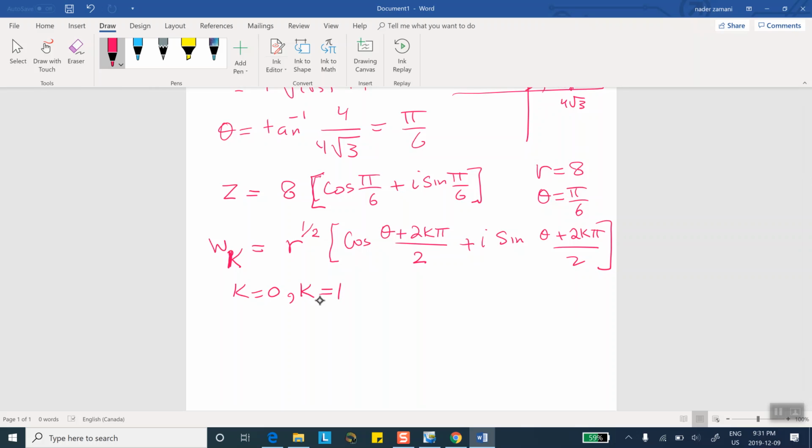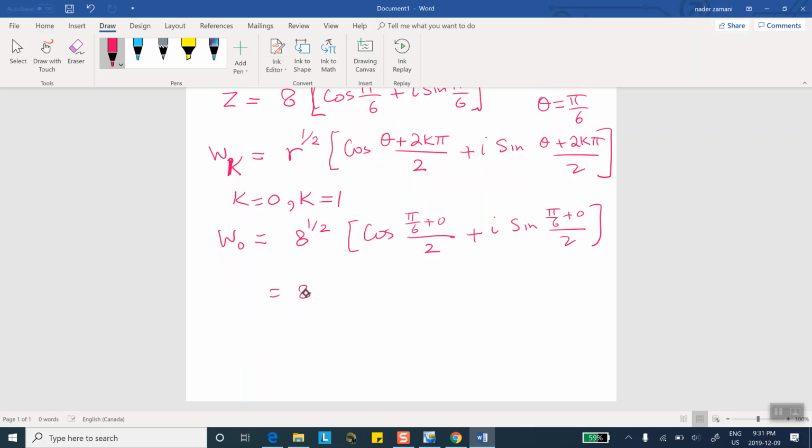0 and 1. Okay? So the first root of this complex number is R to the 1/2, which is 8 to the 1/2, cosine of, if k is 0, what do you get? Pi over 6 plus 0 over 2 plus I sine of pi over 6 plus 0 over 2. So this one is going to be 8 to the 1/2, which is root of 8, by the way. Now this is going to be cosine of pi over 12 plus I sine of pi over 12. This is the first root.